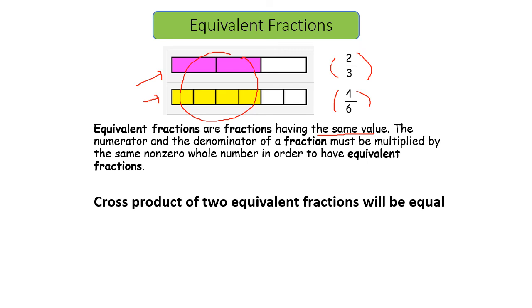And one more check for equivalent fractions: the cross product of two equivalent fractions will be equal. Let's take this example, 2 over 3 and 4 over 6. Let's do the cross product of them. The first one is 2 multiplied by 6. The result is 12. And the second one is 4 multiplied by 3. The result is again the same. So it is true that the cross product of two equivalent fractions will be equal. This will solve a lot of your questions. We will do some questions in the exercise part.